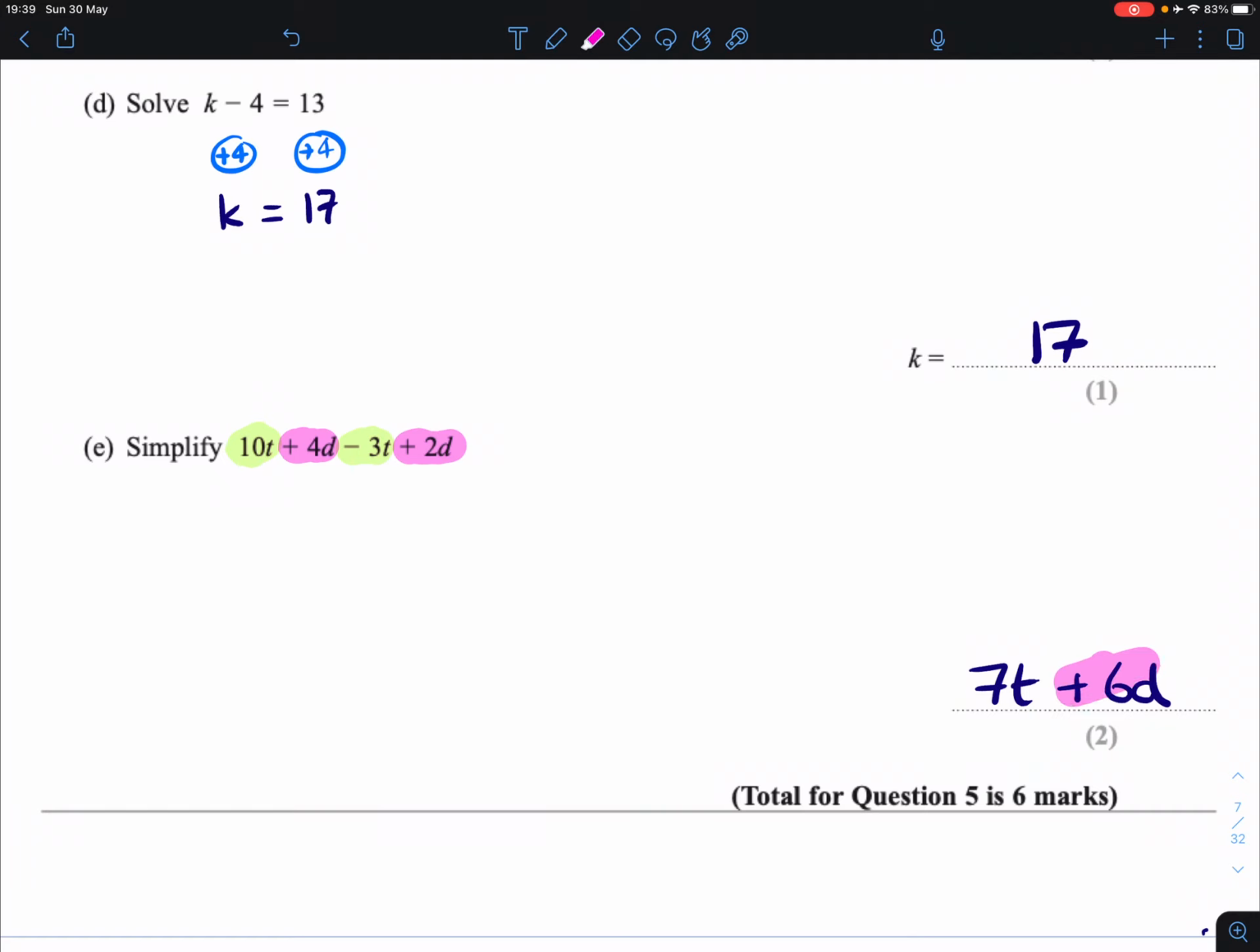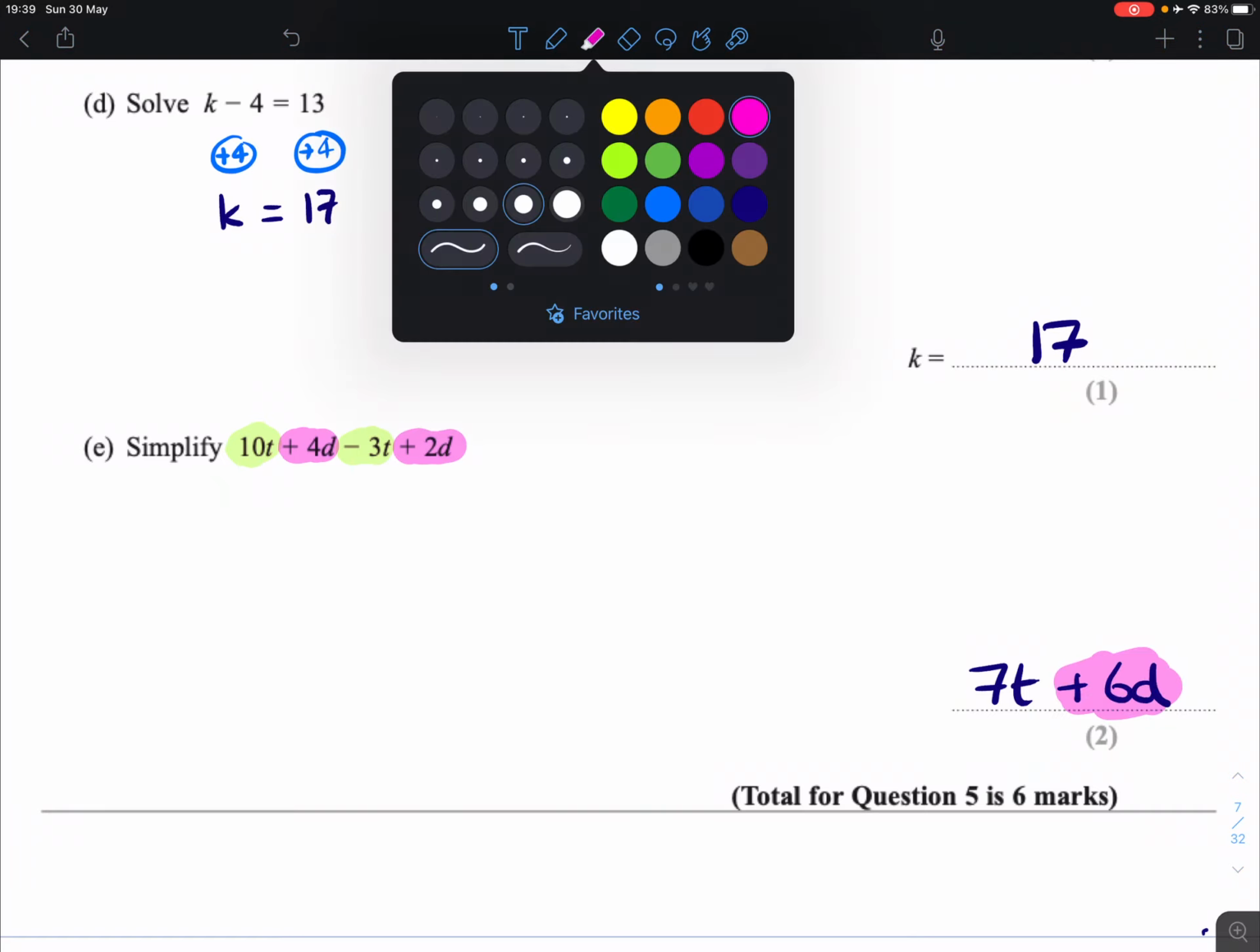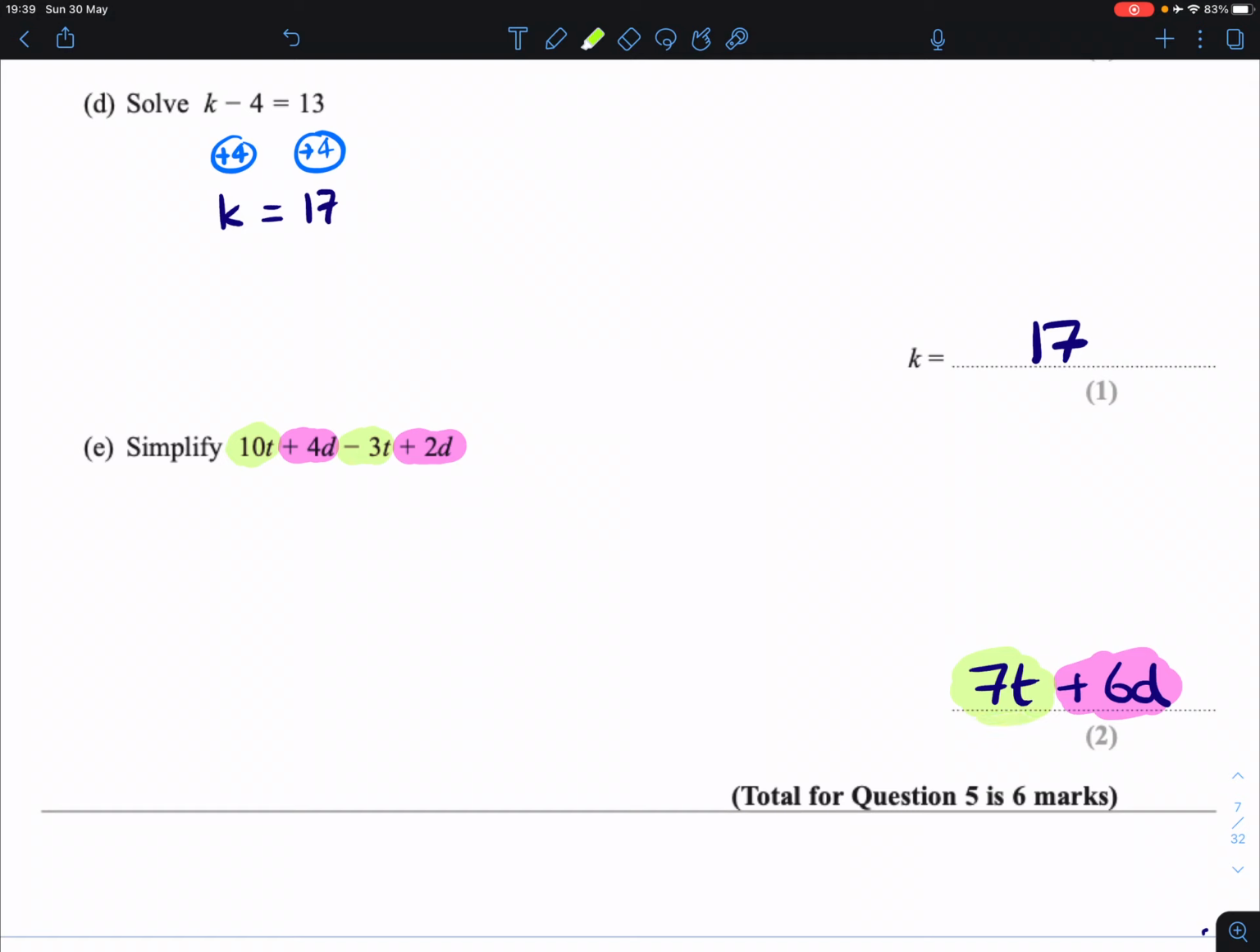So just to show that that's the answer to the pink bit, and this is the answer to the green bit. These two cannot mix together. You cannot add tomatoes and dinosaurs. 7 tomatoes plus 6 dinosaurs is just 7 tomatoes plus 6 dinosaurs. You can't mix them together. You can only add or subtract like terms. Therefore, we are done.